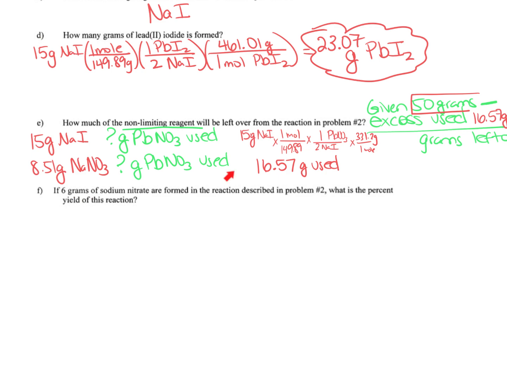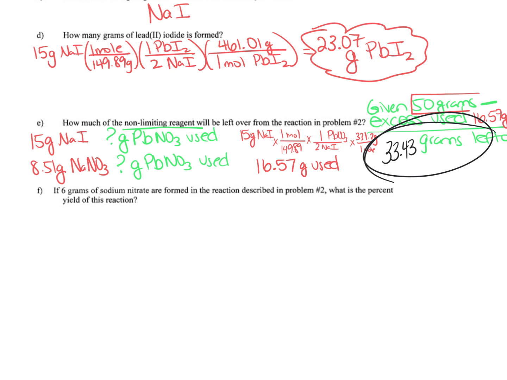So I went from 15 grams of sodium iodide. I figured out that 16.57 grams of lead nitrate would be used. So now what I need to do is take the 50 grams I was given, subtract how much I used, and that's going to tell me how many grams are left over. So I would have 33.43 grams left over from the 50 grams that I originally started with.